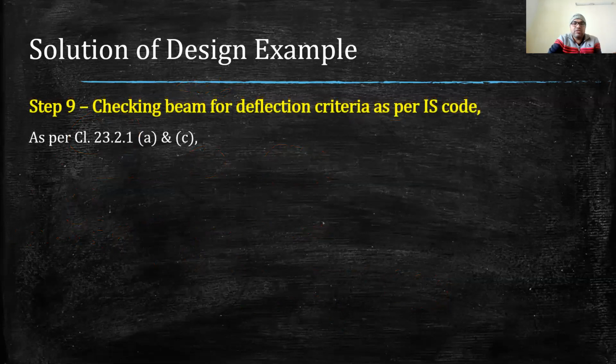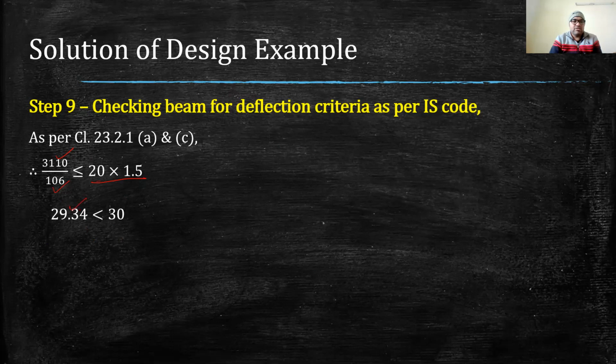Now putting the value in the same equation. So this becomes Lx by D provided, it should be less than the product of 20 into modification factor 1.5. Now calculating it, we get this one. You can see this value is less than this, and this is what we are required to find out. So we can say the slab is safe in deflection criteria. Once the slab is safe in the deflection criteria, we will now make the reinforcement sketch for the slab.